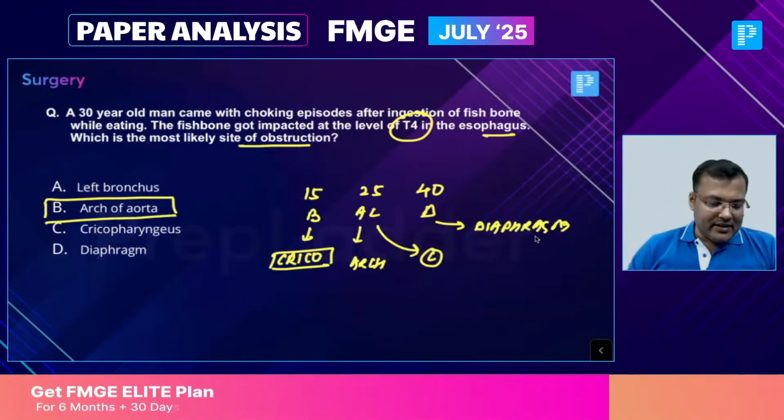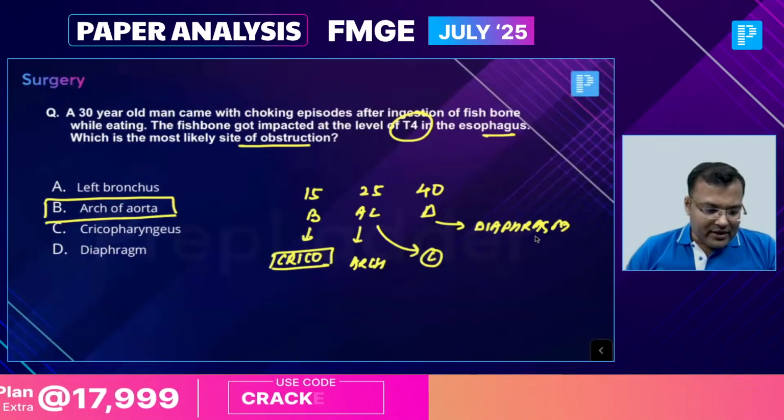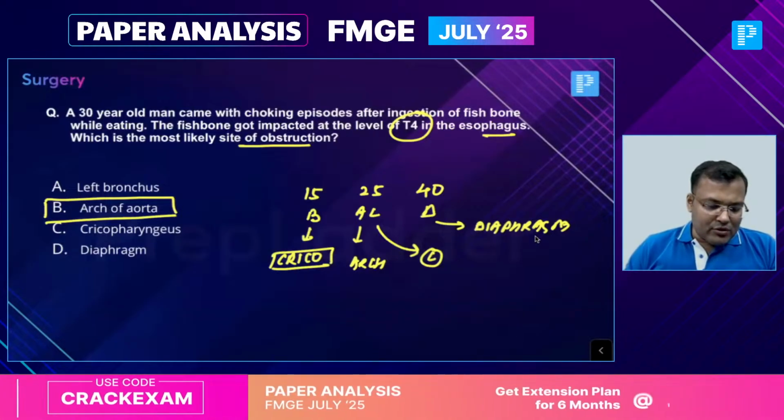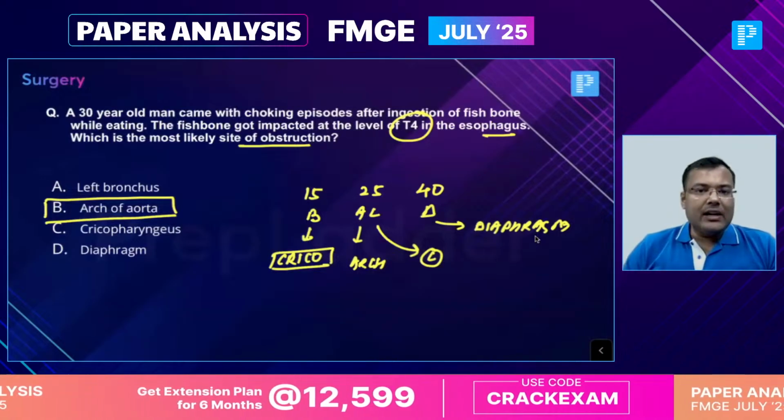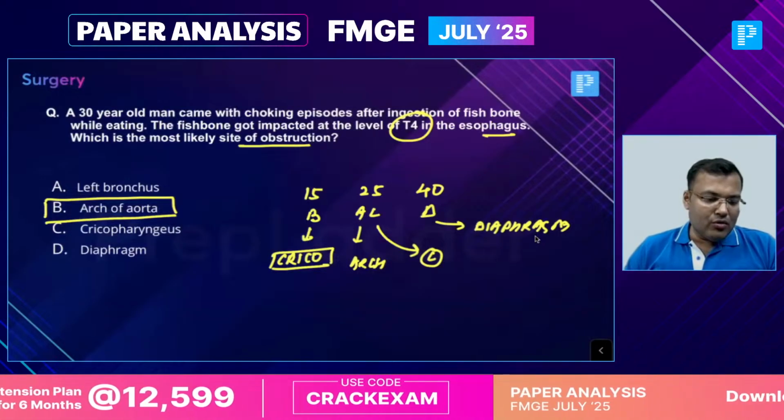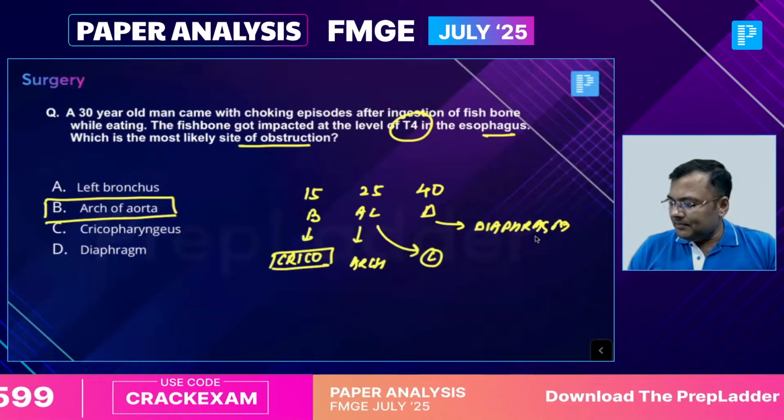So what is the correct answer here? Clear? So it is arch of aorta. Guys, if you have to mark one, go for arch of aorta. So the correct answer is B.